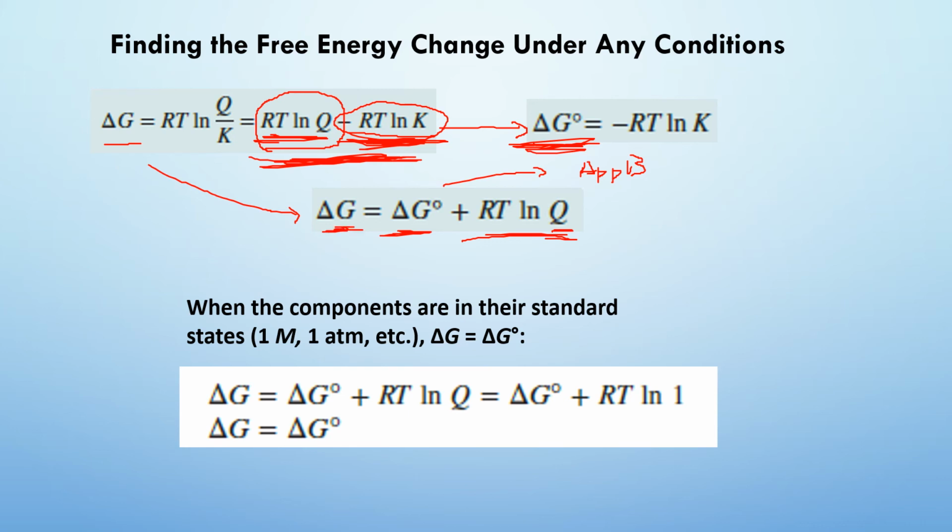Remember, at standard state, Q equals 1 and the natural log of Q is equal to zero, so your delta G is equal to delta G naught. Again, this is very important. At standard state, this delta G is the standard state delta G based on the definition, because the natural log of Q is zero, which cancels out this term. But at any other conditions, you have to use this equation to find the delta G.